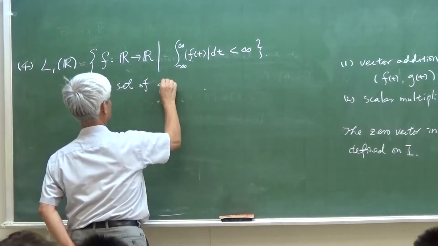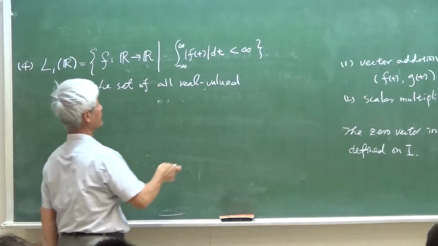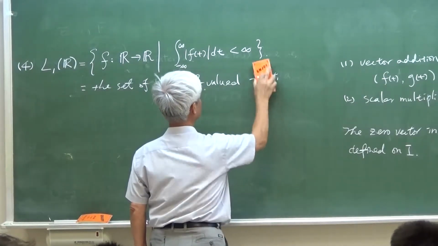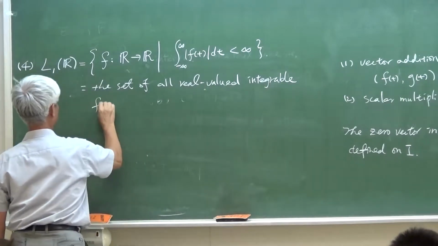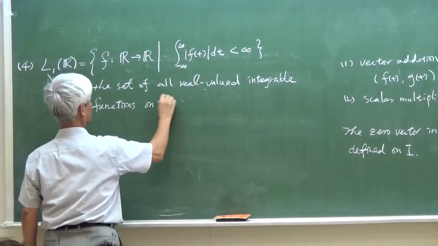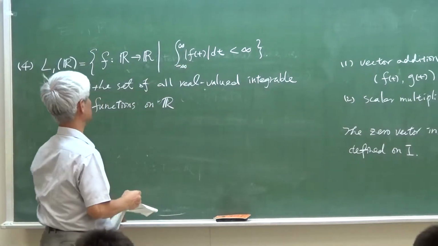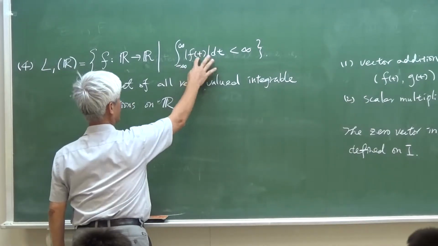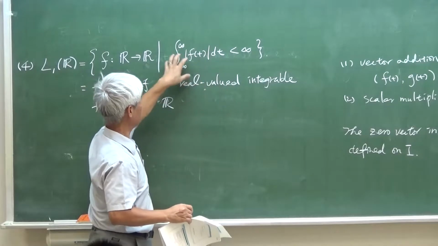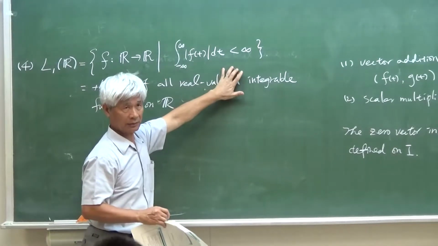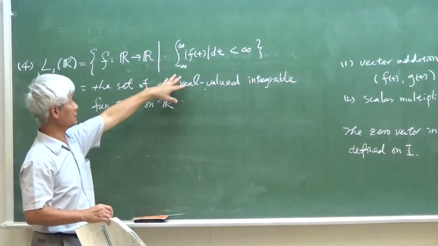The set of all real valued functions. When we say real valued, it means that the codomain is the set of real numbers, right? And the function is integrable on R. Integrable means that we take the absolute value and integrate over the domain, because we define the function from negative infinity to infinity. Then integrable means that this integral is finite. Otherwise, it's not integrable.